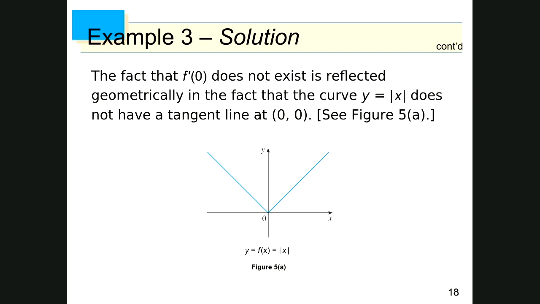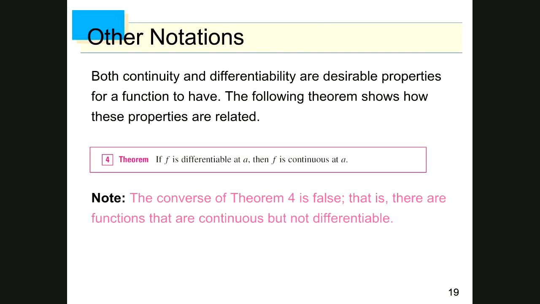Now, if you look at the actual sketch of y equals the absolute value of x, this is what it looks like. You can see that the point at the origin is like a V junction, right? It's a sharp junction, so the slope doesn't exist there. So we're going to see all the possible situations where slope does not exist.